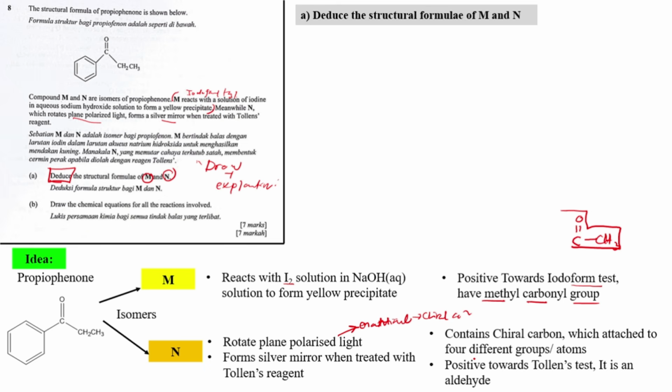For now, let us deduce the structure of M first. M will need to have this structure, and this is the isomer. You can imagine it to be a benzene ring, and then it has this structure, C double bond O, CH3, and then it has the CH3 here. So this can be one of the possibilities of the isomers. The number of carbon, hydrogen, and oxygen is still maintained because it is an isomer.